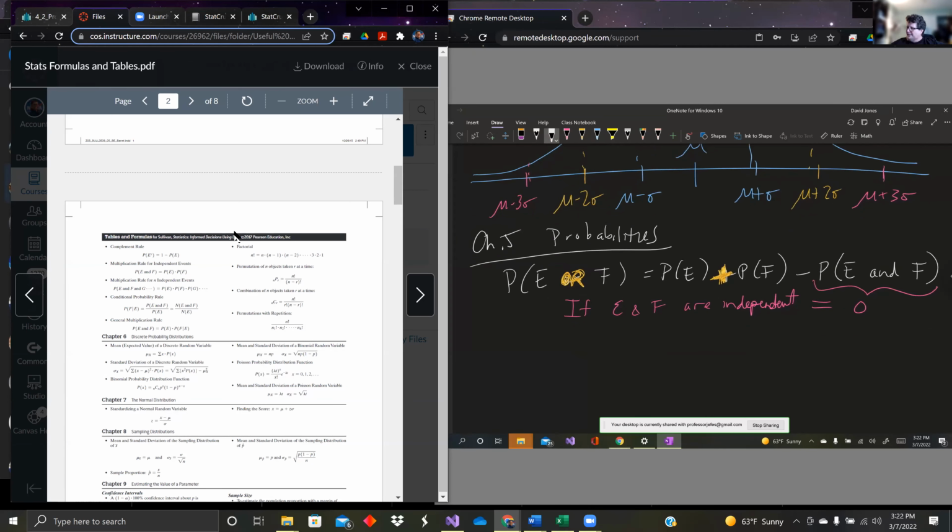When we were looking at the probability of E and F, like both events had to happen, this is where we multiplied. So, and turns to multiplication. Worth remembering.